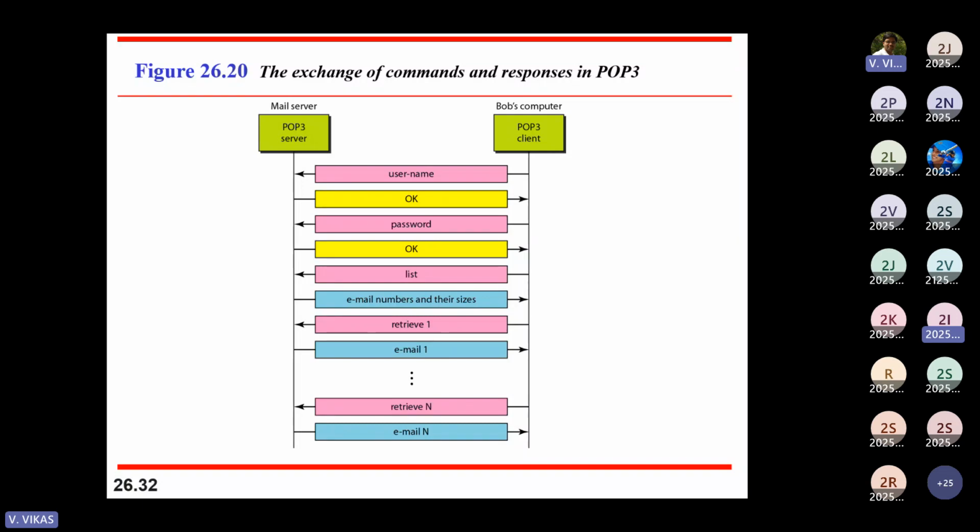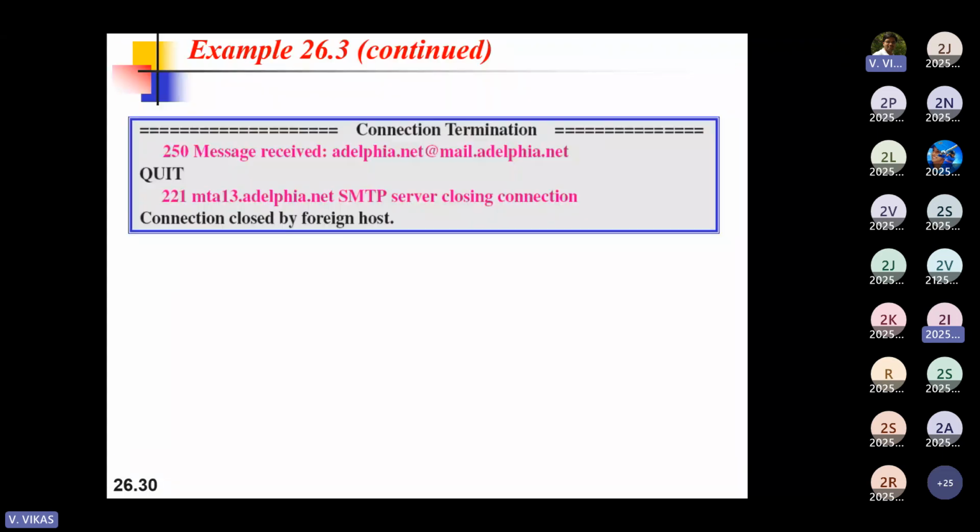Then you can ask retrieve 1, retrieve 2. When you say retrieve 1, the first mail is retrieved. When you say retrieve 2, the second mail is retrieved. When you say retrieve 10, the 10th mail is retrieved. Like that, you can retrieve each mail separately. So that is what we have with respect to email.